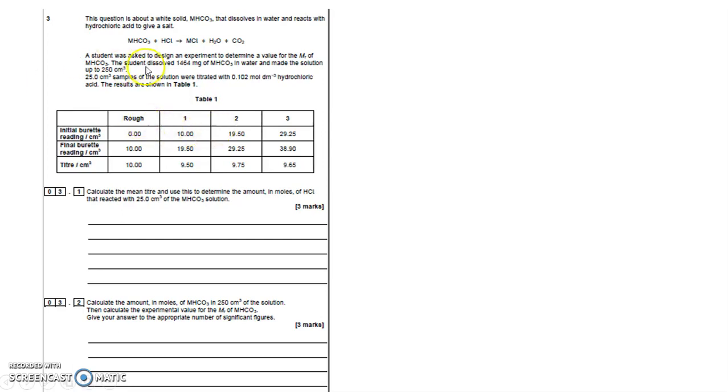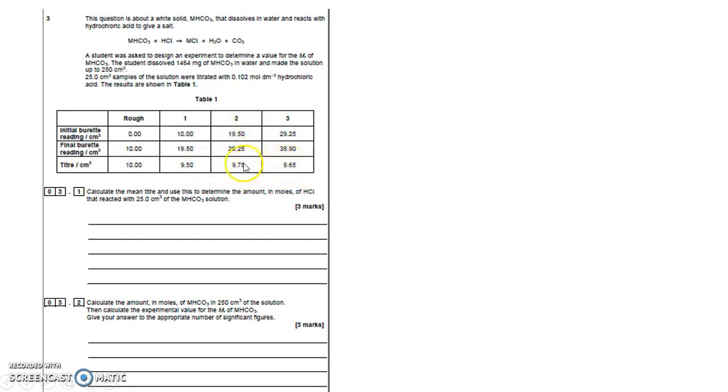Now we need to decide which ones do we use and which ones to ignore. We use any two that are within 0.10 centimetre cubed of each other. So 9.50 and 9.75 are 0.25 apart. They're too far apart. 10 is way out, so we won't use the rough one. 9.50 and 9.65 are 0.15 centimetre cubed apart, so just outside the 0.10 range. So we're not going to use the rough one at all. That's way out, and titration 1 is over 0.10 centimetre cubed away from titrations 2 and 3.